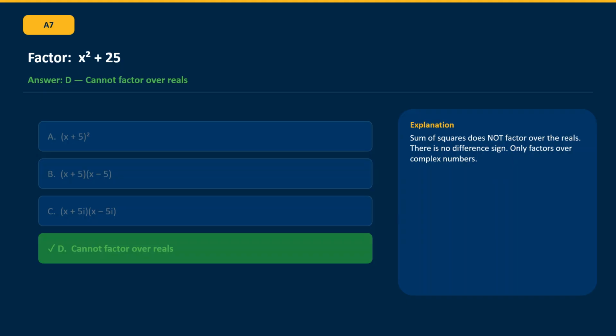X squared plus 25 has a plus sign between two perfect squares, not a minus sign. The difference of squares pattern requires subtraction. The sum of two squares does not factor using real numbers. It would require imaginary numbers, which are outside the scope of this course. This is one of the most important traps to recognize.